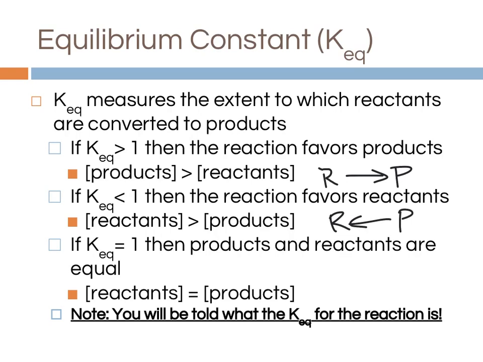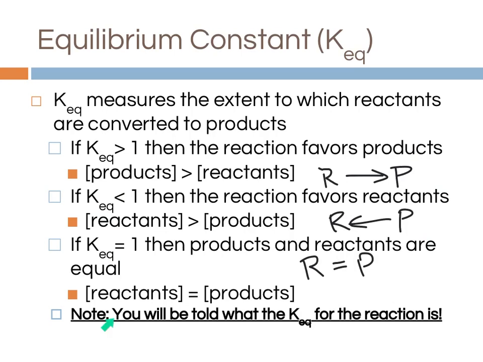If Keq was equal to 1, then that means the amount of moles of the reactants would be equal to the products. So we would have equal on both sides. Okay. Now, what do I expect you to remember from this? What I expect you to remember is that there is an equilibrium constant called Keq, and whether it's greater than, less than, or equal to 1 determines whether the reaction is shifting in one direction or the other.